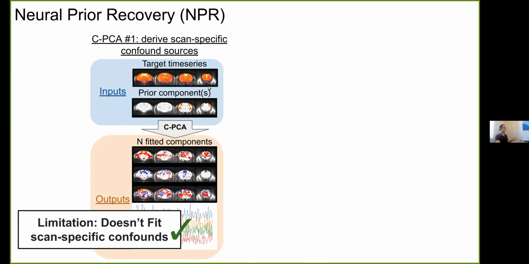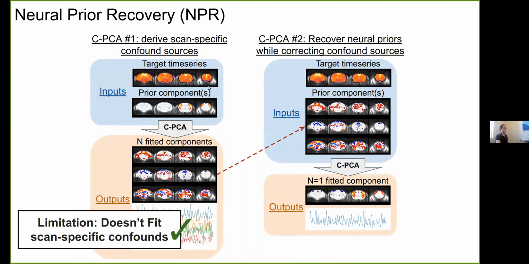And to fully complete the NPR process, there's a second step where now we're providing CPCA as input, the set of confound components, such that if we accounted for all sources which are not the prior, the only source that will remain to be fitted is the actual network of interest that we wanted to analyze, but now providing a scan-specific version of this network.